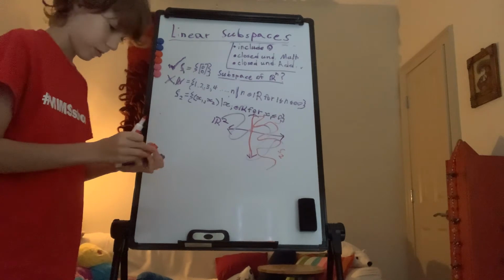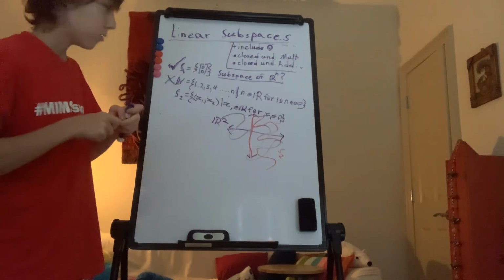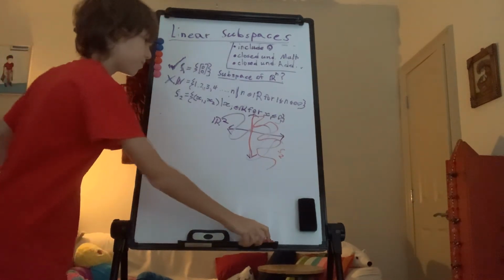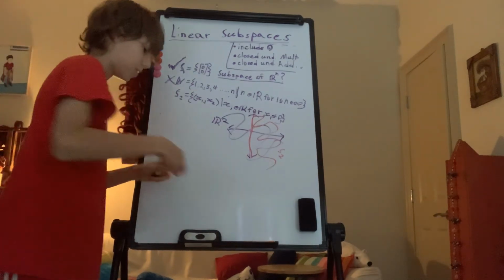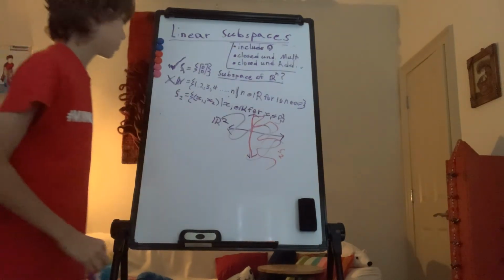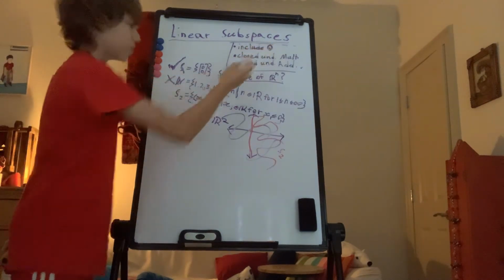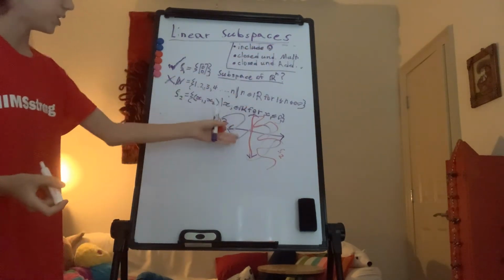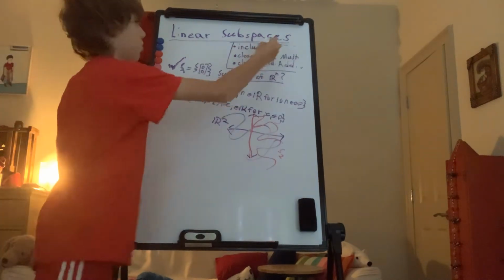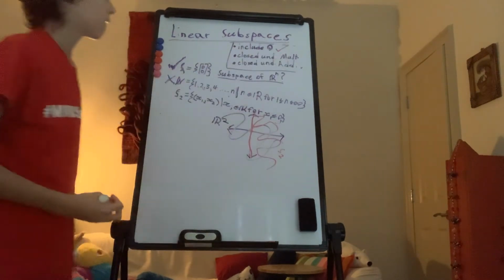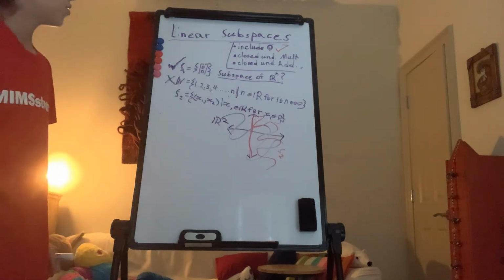So let me get rid of this. Let me try experimenting with different colors here, just to make things more clear. It does include the 0 vector, where we just saw that it includes the vertical axis, the y-axis. So we can check this off. Okay. Is it closed under multiplication?